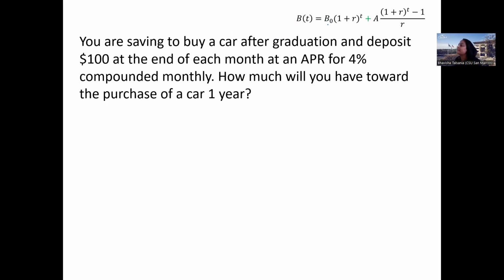And again, we're going to assume that our B sub 0, our initial deposit, our initial amount in our savings is 0. This is just a brand new savings account. So this part of the equation, we don't need to worry about. We're just going to concentrate on B sub t, or B of t, which is equal to the amount that we are depositing every month times 1 plus r to the t minus 1, divided by r.